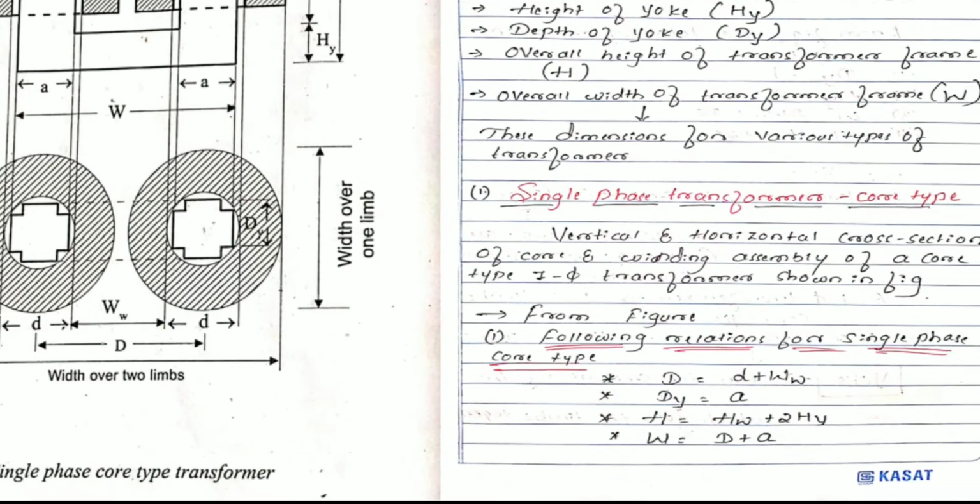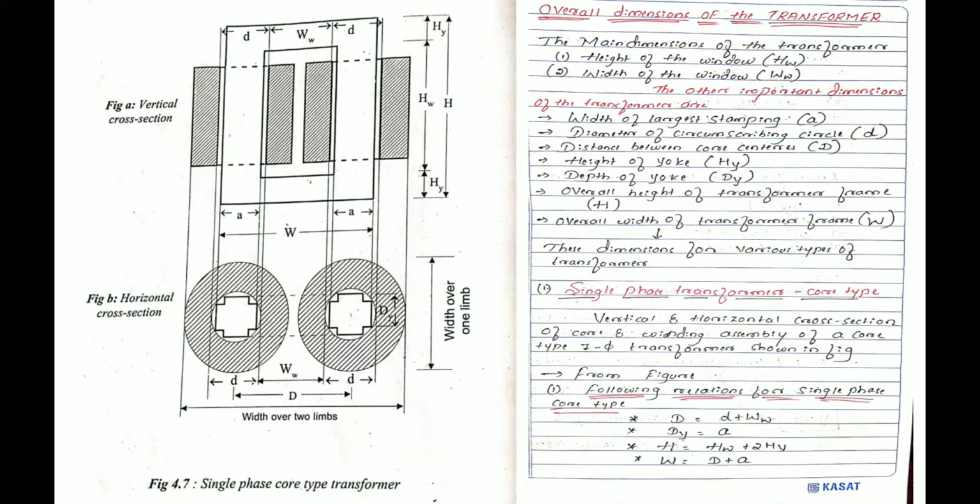So these are the very important relationships with respect to the single phase core type transformer. So this is all about the single phase core type transformer. These are the overall dimensions we have got from this figure itself.